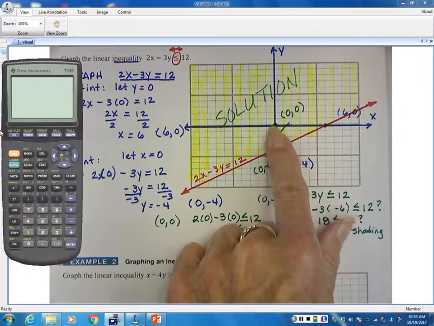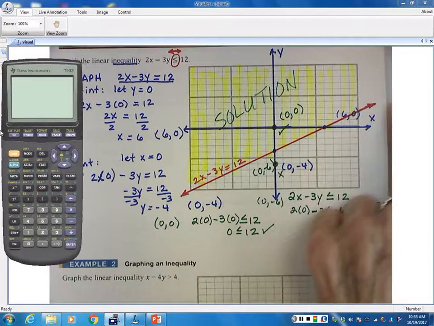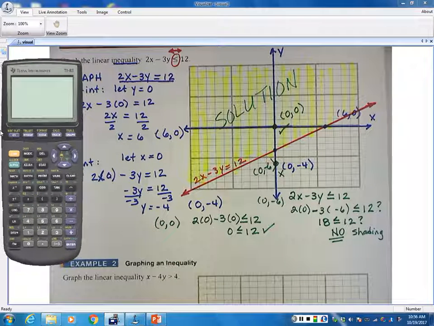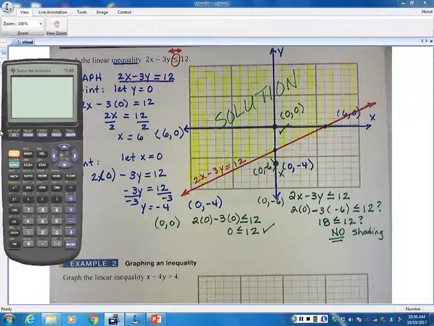You're going to use a test point just like I did. You can use the calculator to check that your equation is right. You can use it to find your x and y intercepts. But you're going to need to be able to do these shaded areas yourself by testing a point. Okay? So let's try another one.